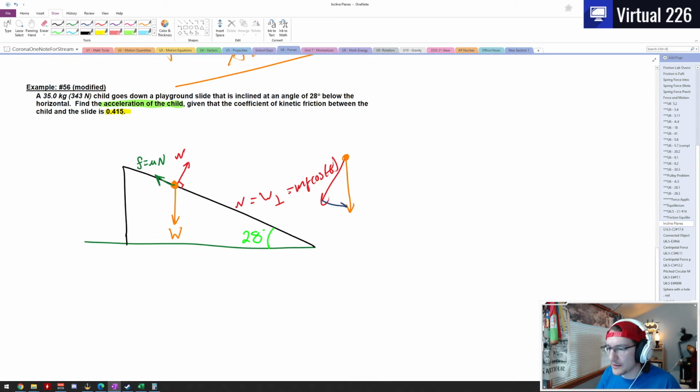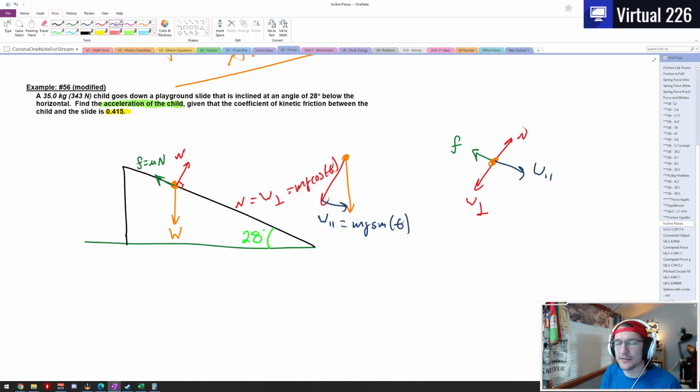And here is that weight parallel term, which is the mg sine of theta. Okay? So if we were drawing components, we would have acting down the plane, there's your weight parallel. Here is your weight perpendicular. There's the normal. And here is friction.